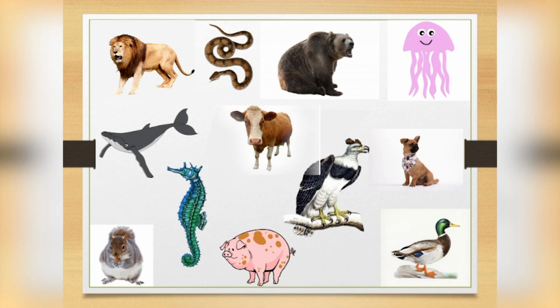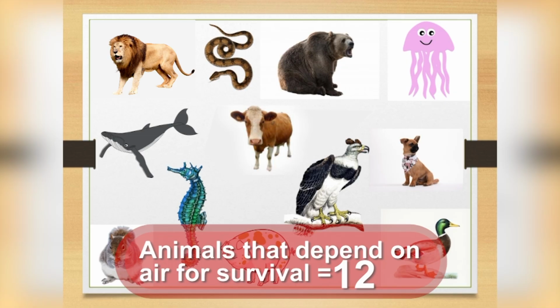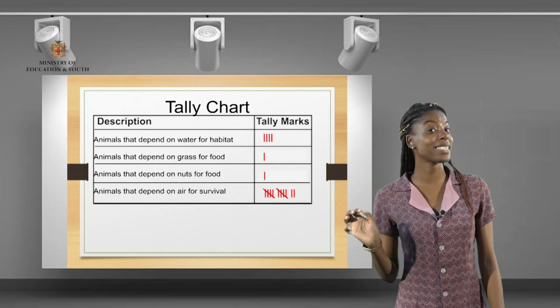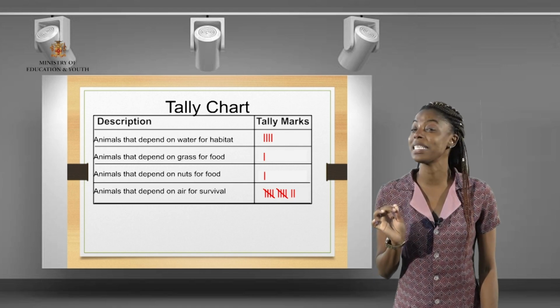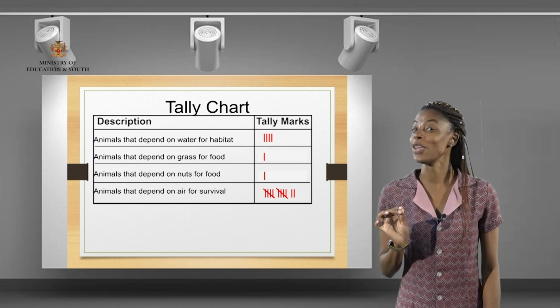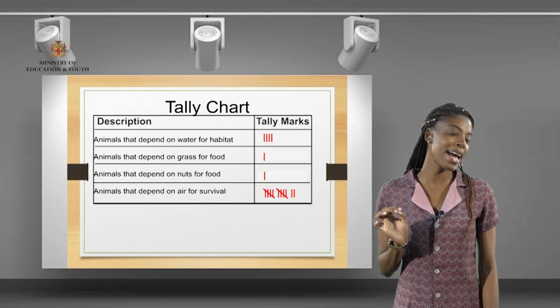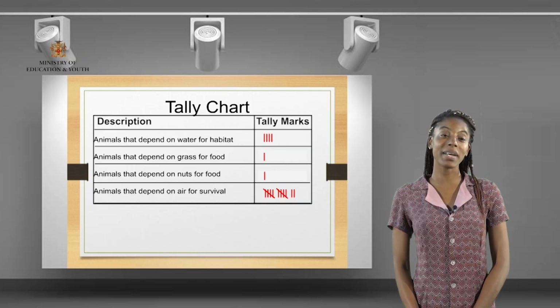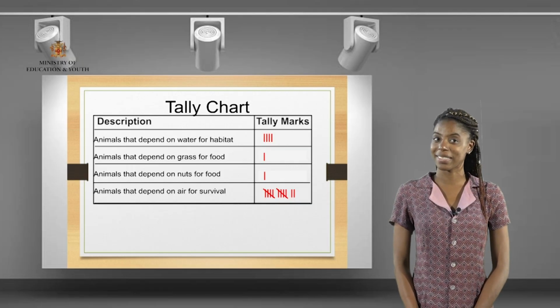How many animals depend on air for survival? All the animals that you're seeing. Now go ahead and count and tell me how many animals we're seeing. Excellent job. 12 animals. Here is our tally chart. We're not finished yet. Remember that we're going to be completing some mathematical sentences using less than, greater than, and equal to. Now let's look at the tally chart to help us in answering these questions.